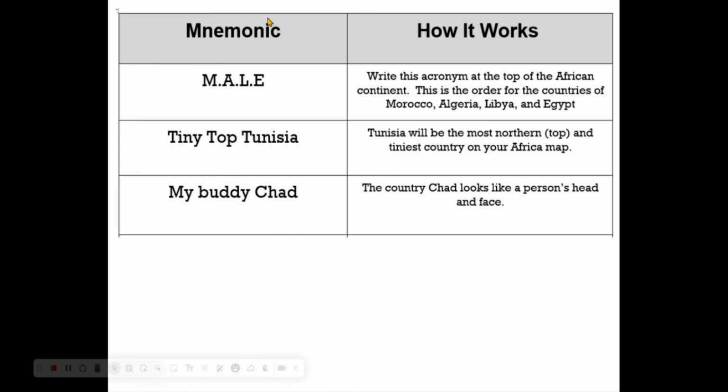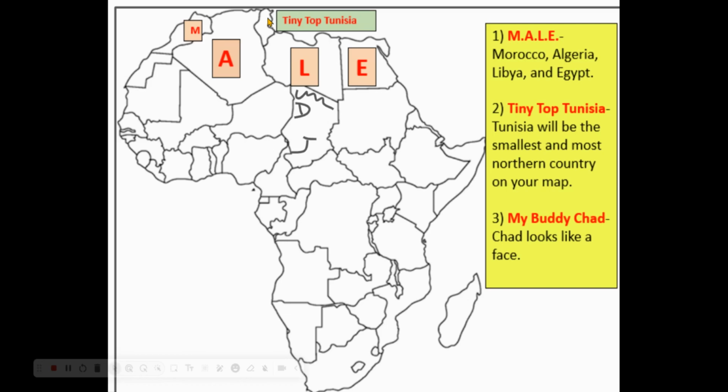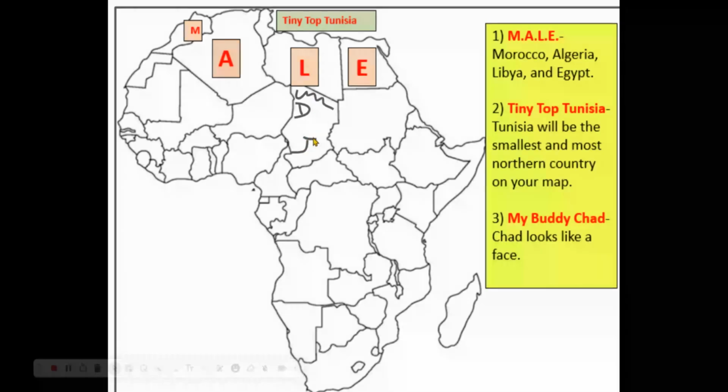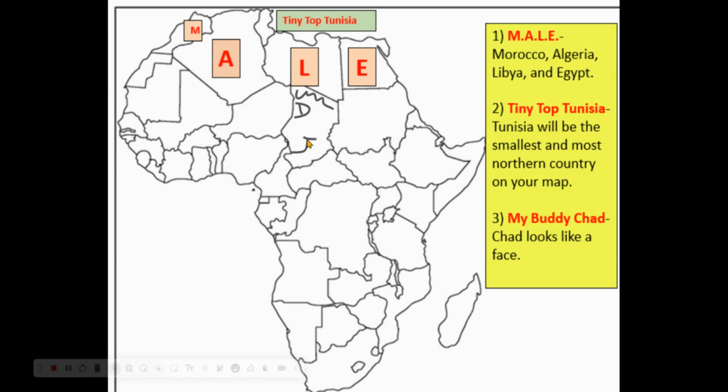Our third mnemonic device is an old friend that we had with our previous map quiz, My Buddy Chad. Remember that the country Chad looks like a person's head and face. So I want you to draw in your face south of Libya. This is the country of Chad. So Chad looks like a face, My Buddy Chad.